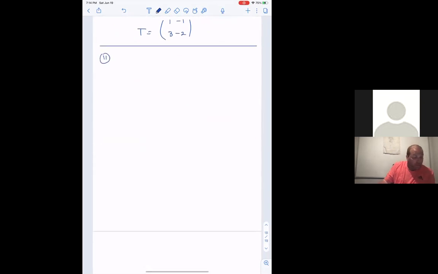Question 11. A triangle with vertices 1, 1, 3, 1, and 3, 3.